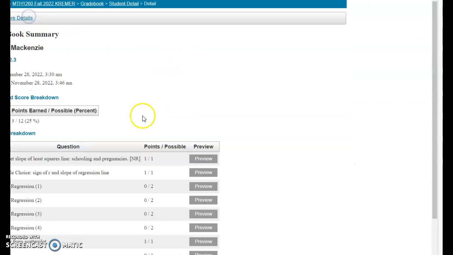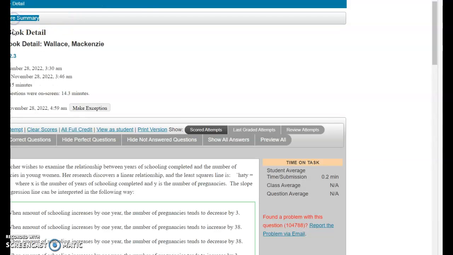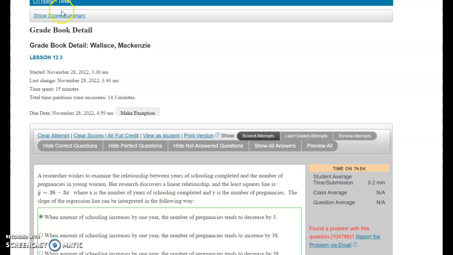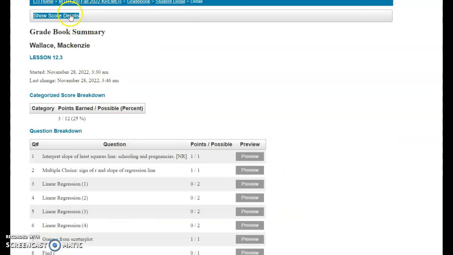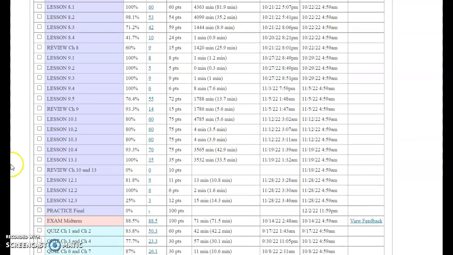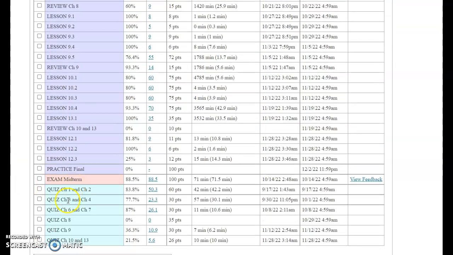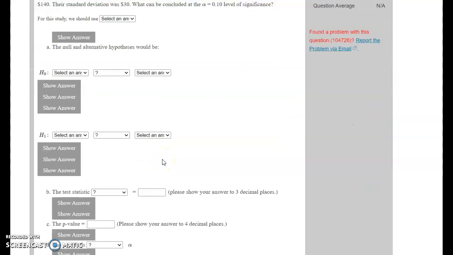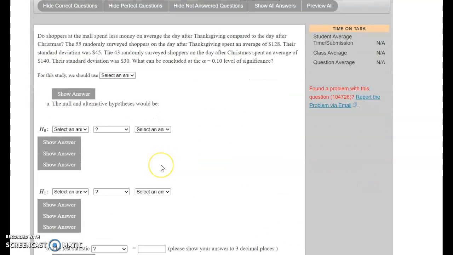So let me pull up your homework here. And again, I'm not sure which section I guess would be the best one to look at. Maybe 13 is going to be ANOVA. Well, let's look at this chapter 10, 13 stuff. This is the review. Okay, so this is a hypothesis testing question.